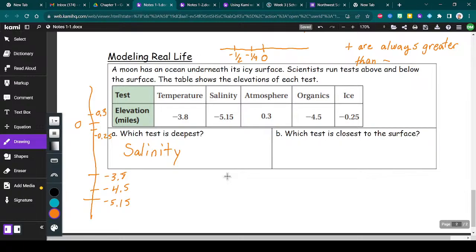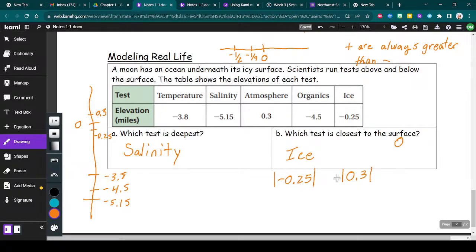Now, which test is closest to the surface? The surface is 0. And which one's closest to the surface? Well, we're looking between atmosphere and ice. The answer is going to be ice, because the 0.25, let me show it this way. The absolute value, because when we're asking which one's closest to 0, we're asking an absolute value question. We're comparing the absolute value of these two numbers.